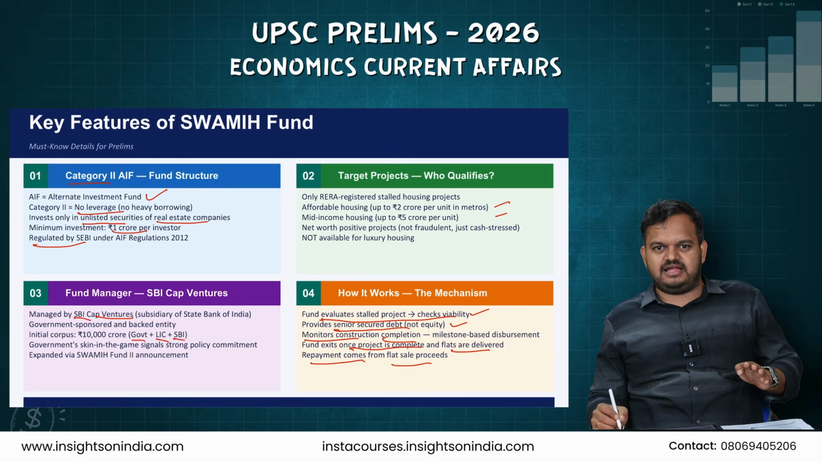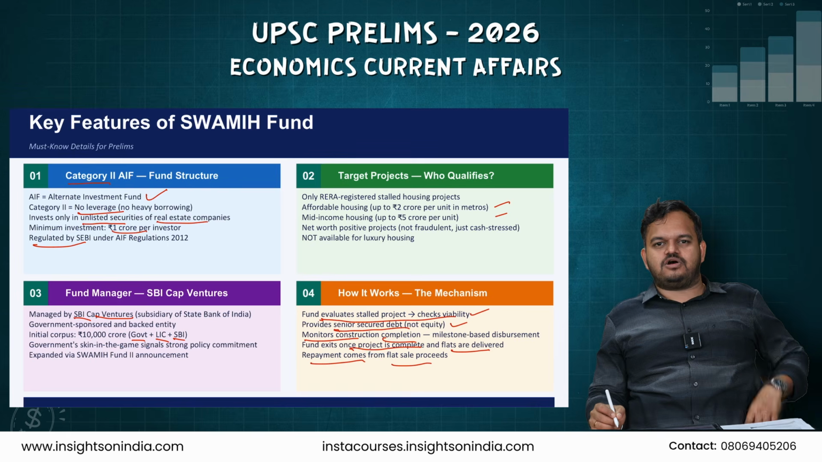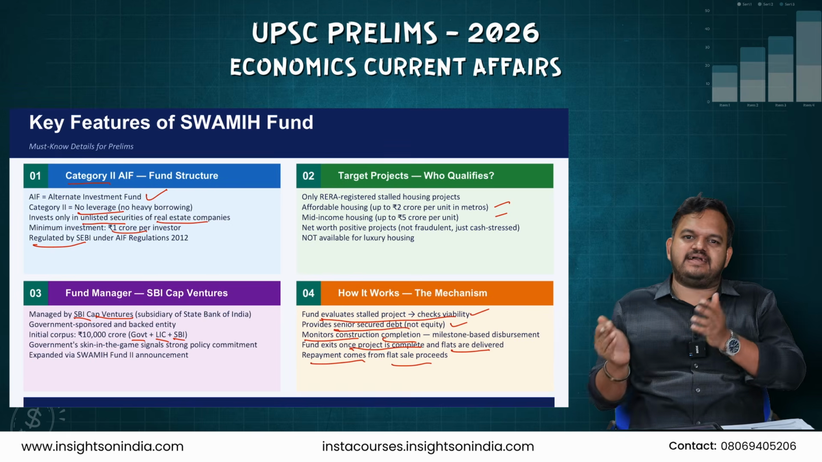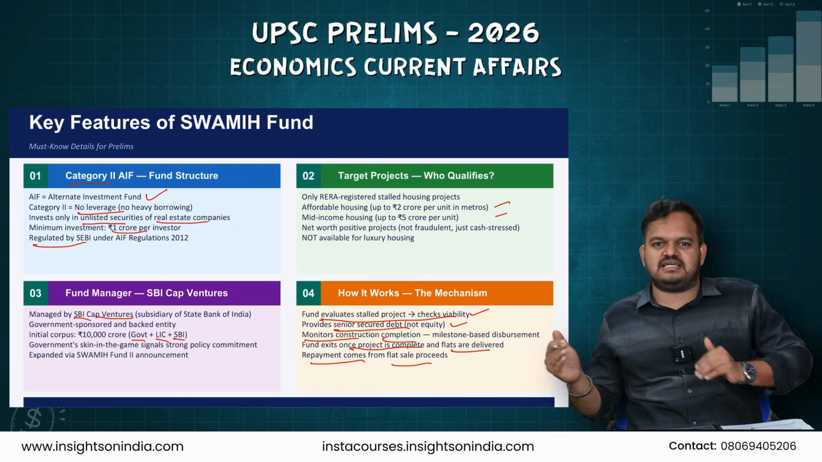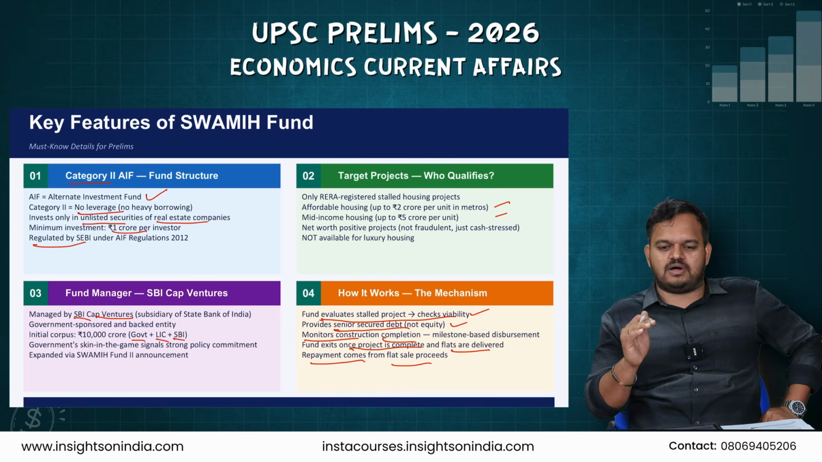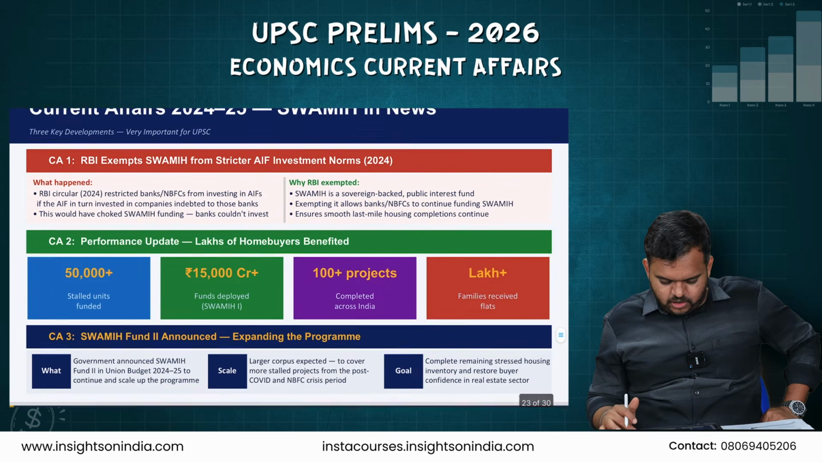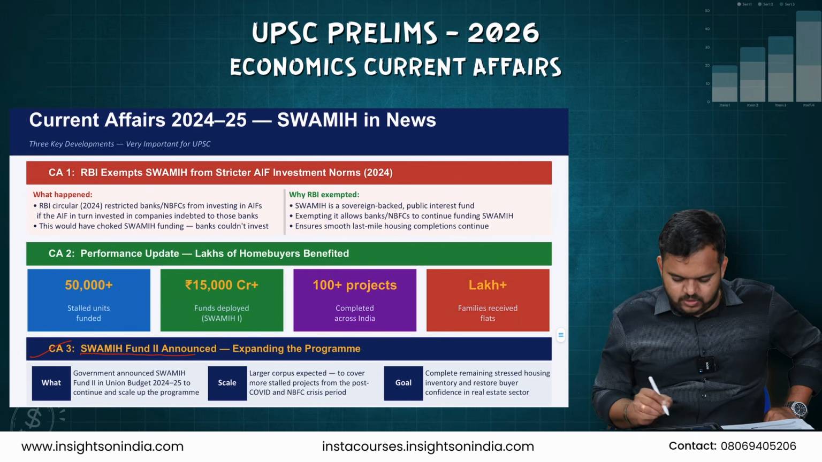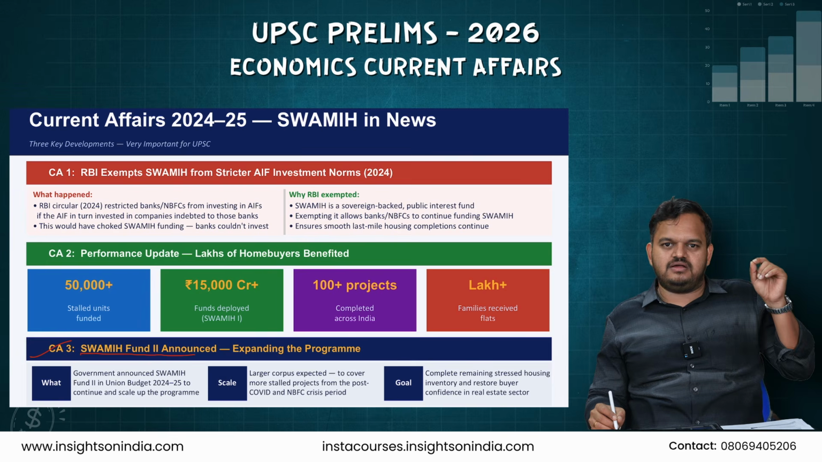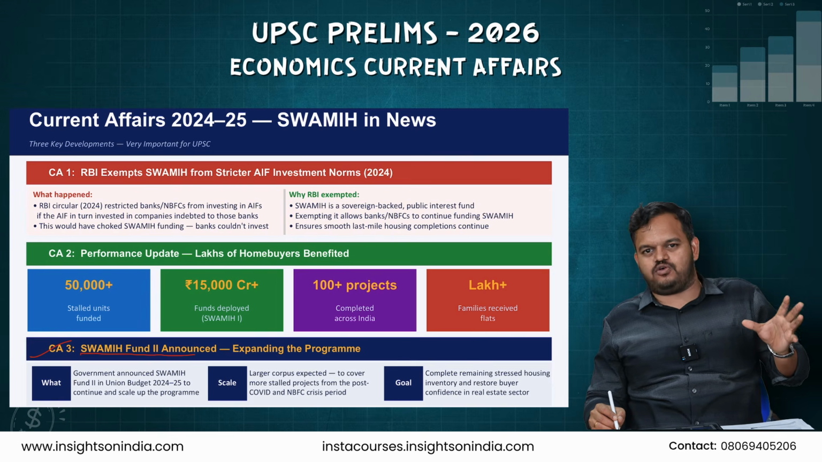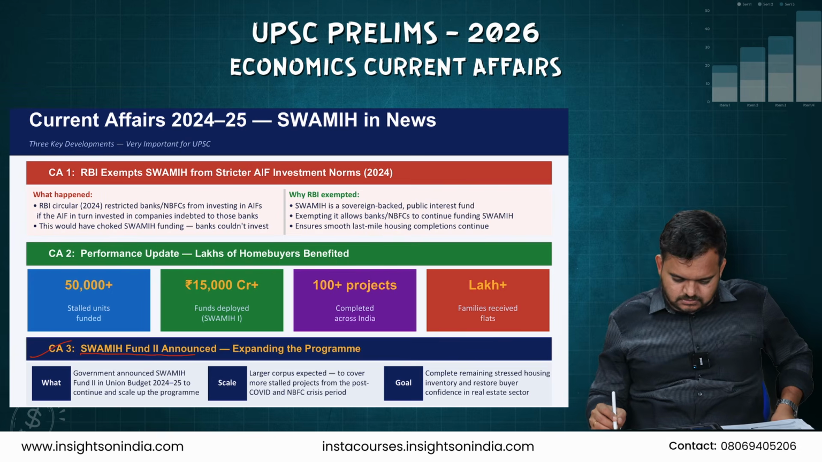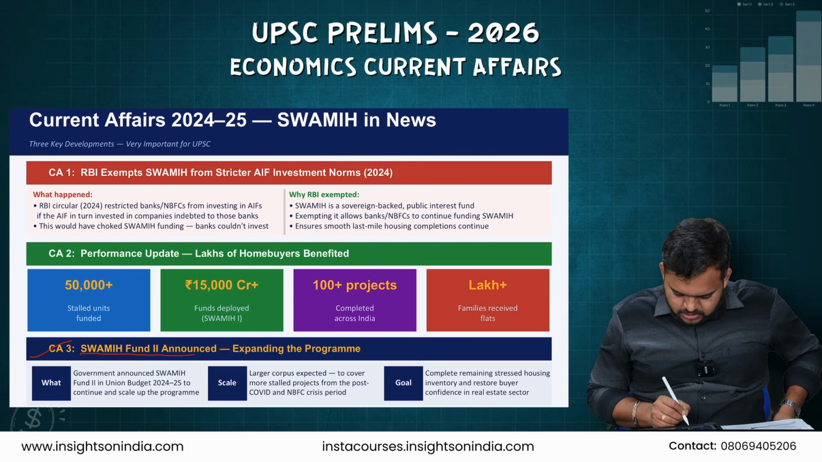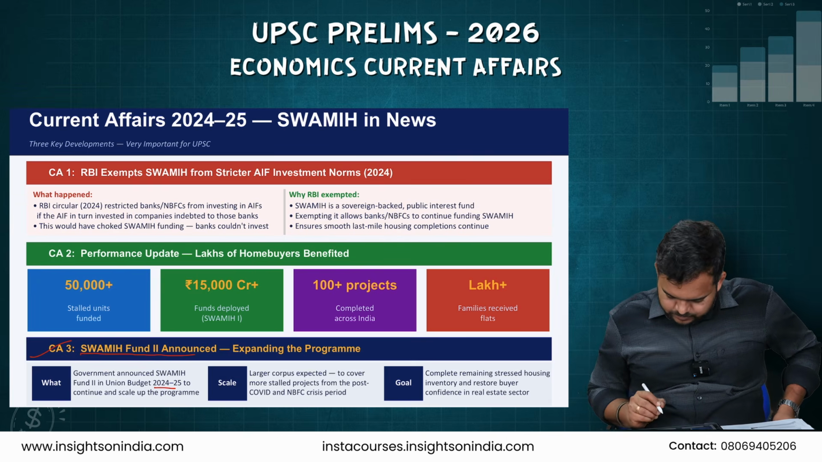It is not equity. It provides secured debt. So the fund exits once all the flats have been sold. Repayment of the debt happens through the proceeds of selling the flats. That's about the SWAMIH Fund. Why is it in the news? Because SWAMIH Fund 2 has been announced. The validity of the SWAMIH Fund, announced in 2019, got over in 2024 itself, 5 years. Now the second version, SWAMIH 2, has been introduced in the budget 24-25.